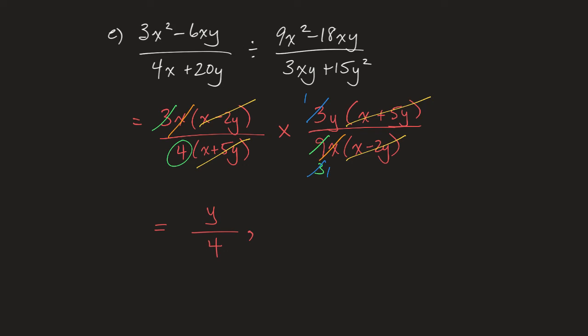4 doesn't give me a restriction because 4 is constant, can't be made into a 0. However, that's going to give me a restriction that x cannot equal negative 5y. My 9 has no problem, but my x is there, so that tells me I need a restriction that x can't equal 0 as a constant. There's my x minus 2y, so that tells me that x cannot equal 2y.